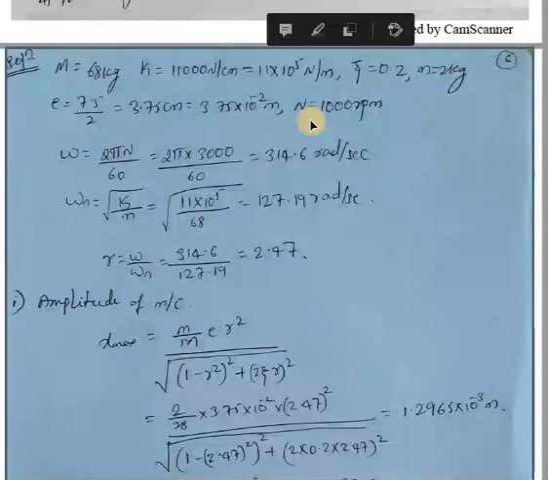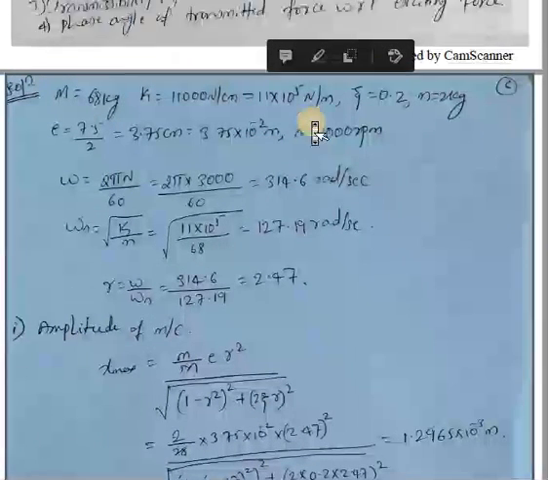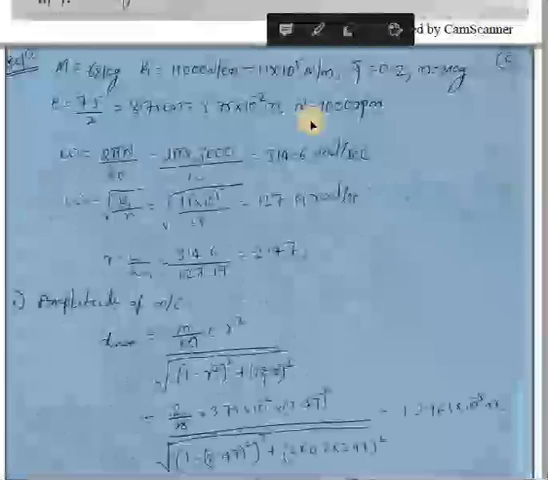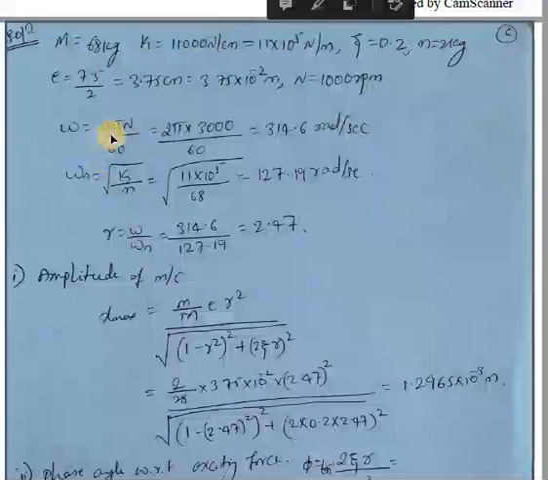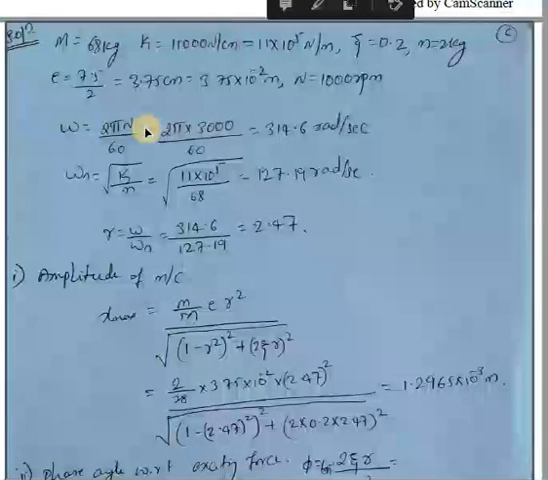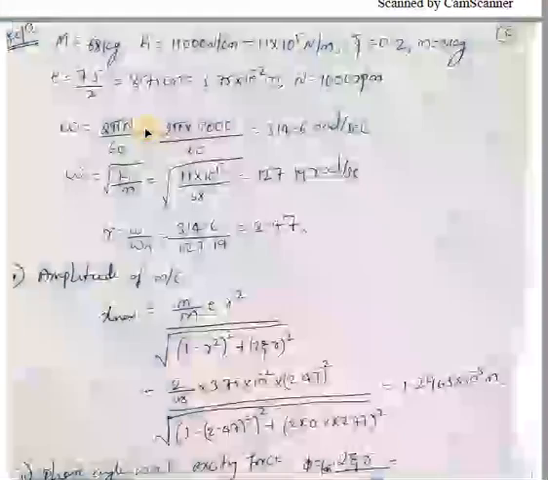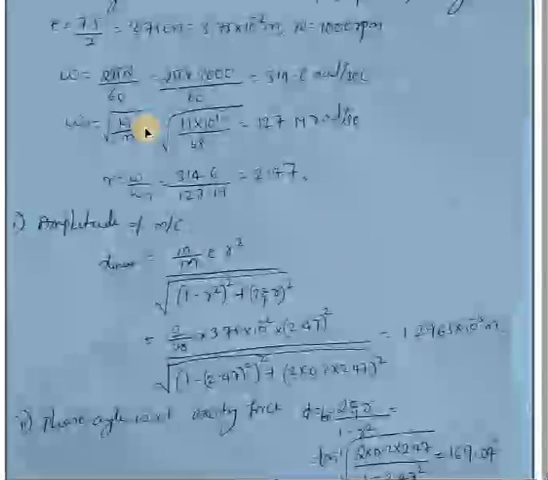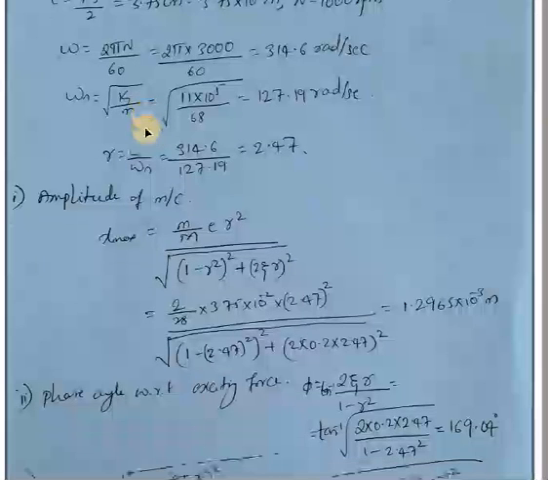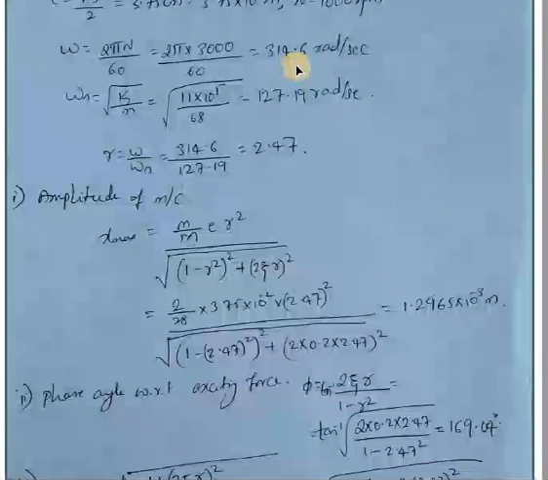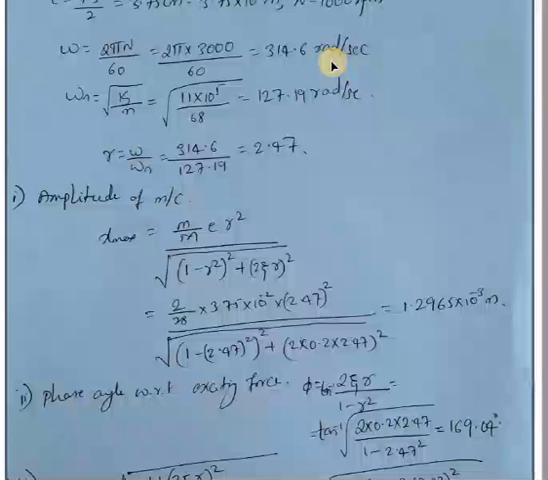He has given the speed as, not 1000, it is 3000 rpm. So omega equal to 2 pi N by 60. In place of N, you have to substitute 3000. Then you will get the value of omega as 314.6 radian per second.